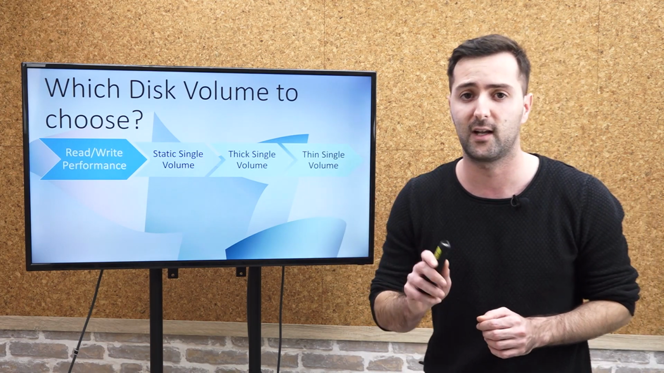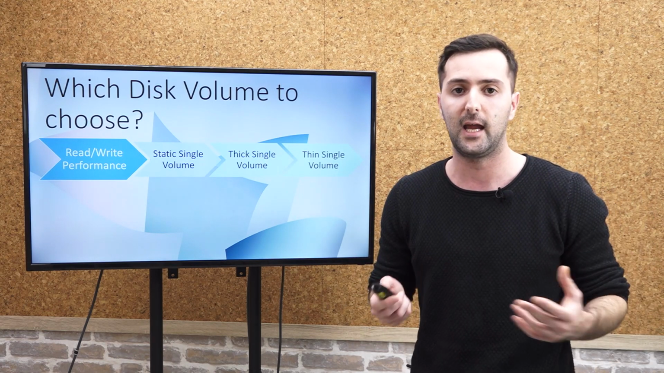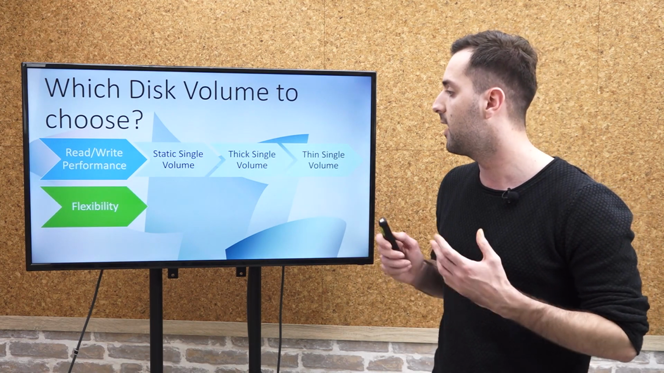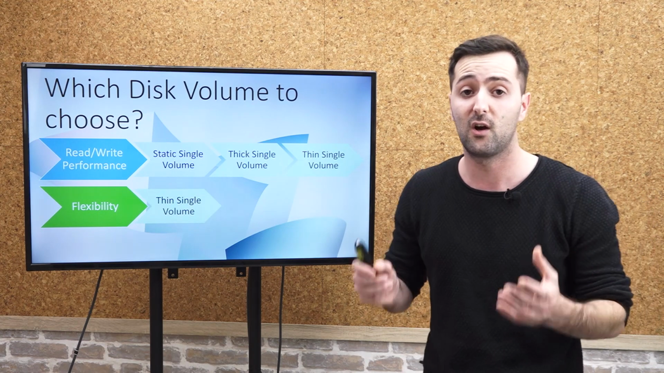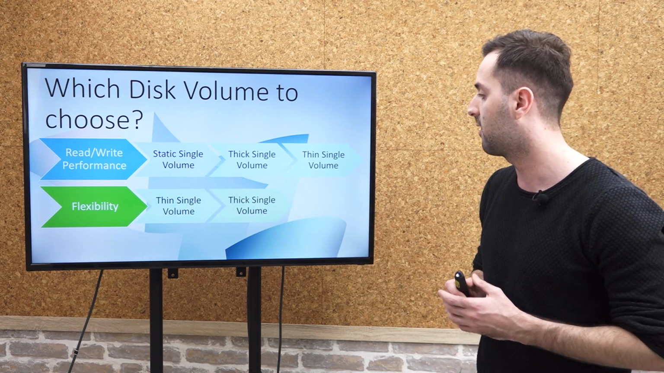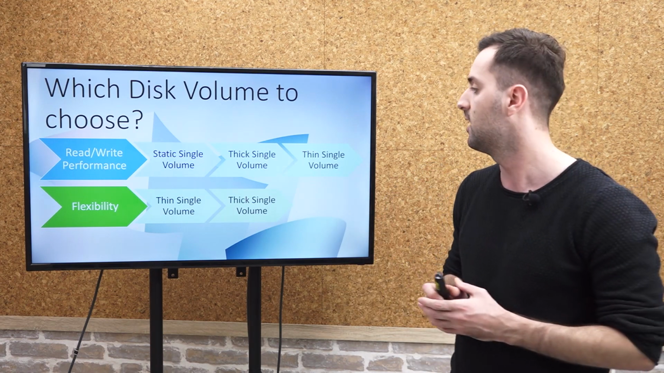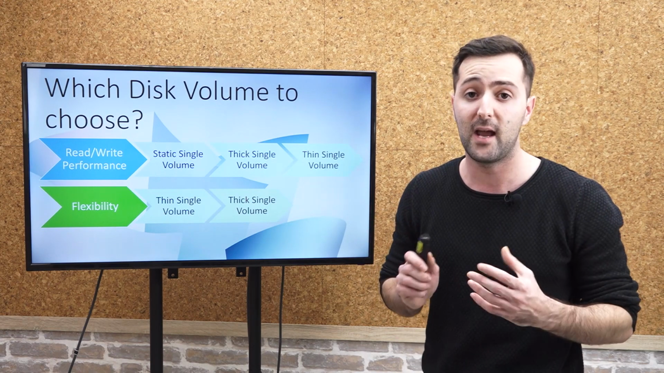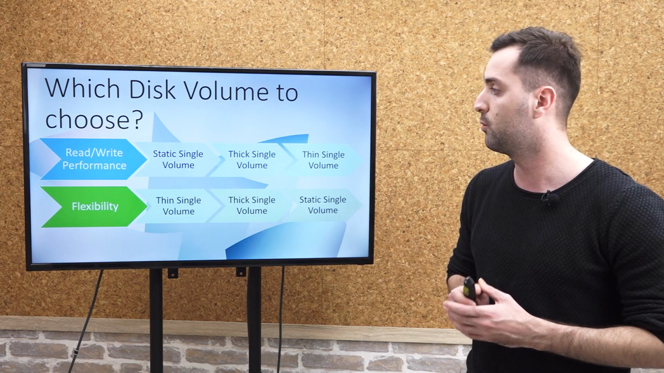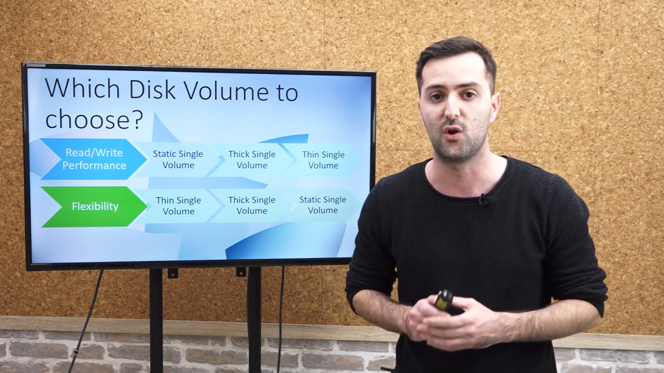But if you are looking for flexibility and you want to use the capacity more flexibly and be able to increase on demand, then in flexibility the thin single volume excels because it has the increase on demand capacity. Also, it is followed by the thick single volume, which does the 50-50% and has the better allocation and management system in disk space utilization. And the last one would be the static single volume because it takes the whole space on the storage volume.